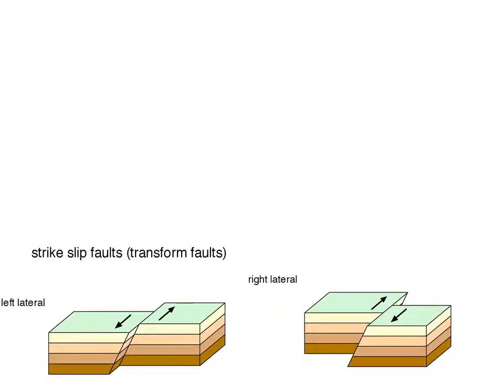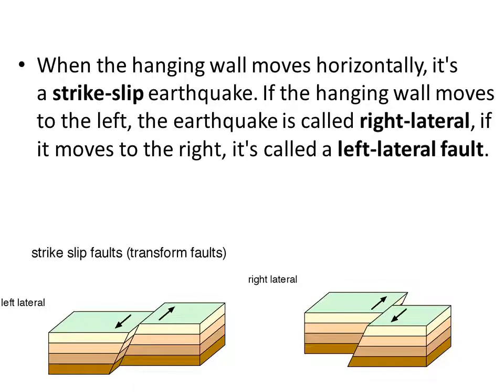When the hanging wall moves horizontally, it is called a strike slip earthquake. If the hanging wall moves to the left, the earthquake is called right lateral. If it moves to the right, it's called left lateral.